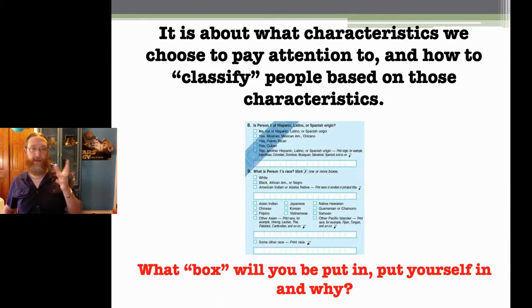It's really about what characteristics, because we know that race is socially defined much more than biologically, what characteristics we choose to pay attention to and how we classify people based on those characteristics. When I see this, I know it's important so that we can get an idea of this, but in the past, it's been used in a way to put people in a box. But what box do we put ourselves into? And in what ways do we sort of enable the old school notions of race, or do we take responsibility and start to build new ideas of what that means?